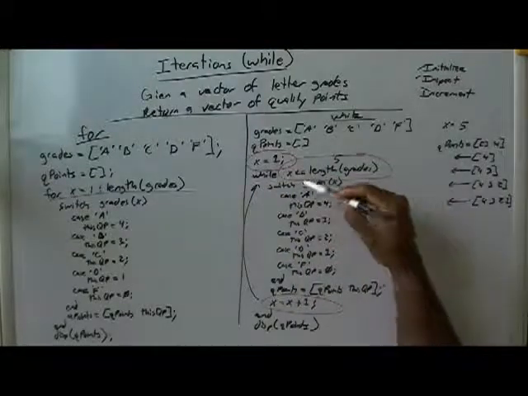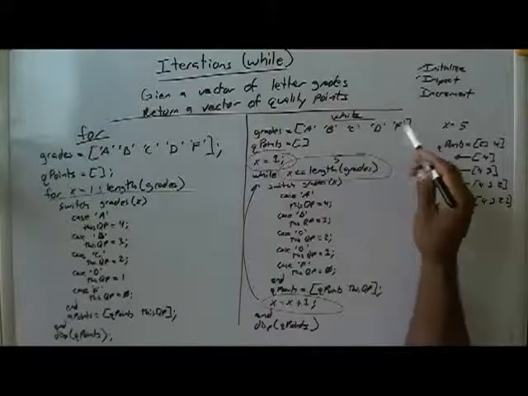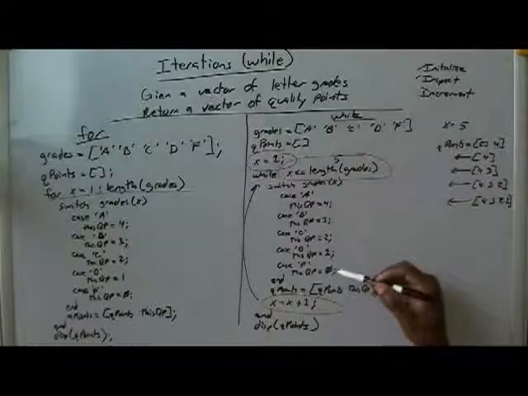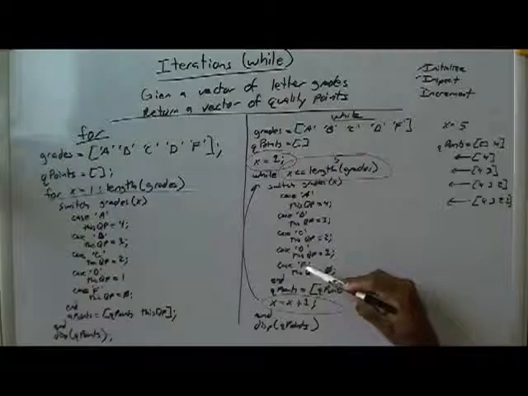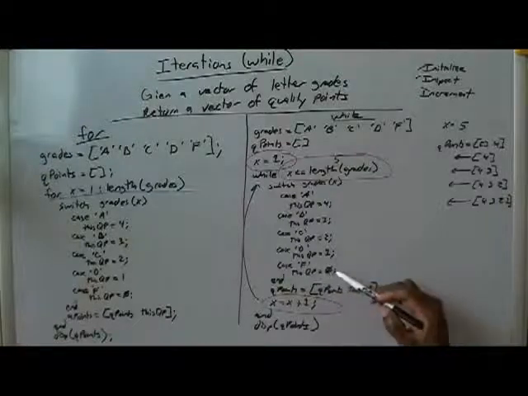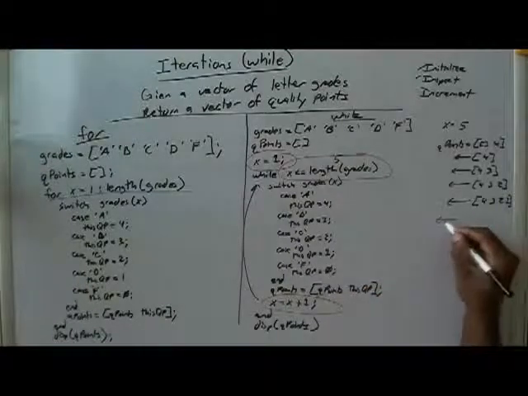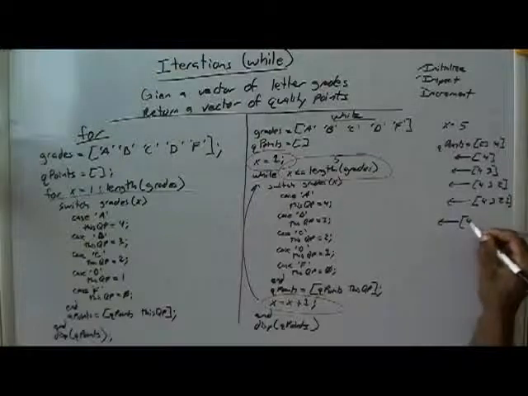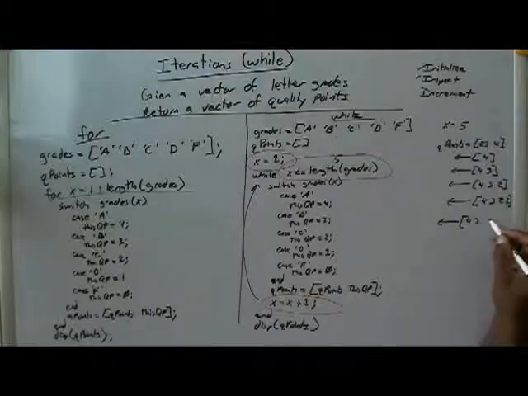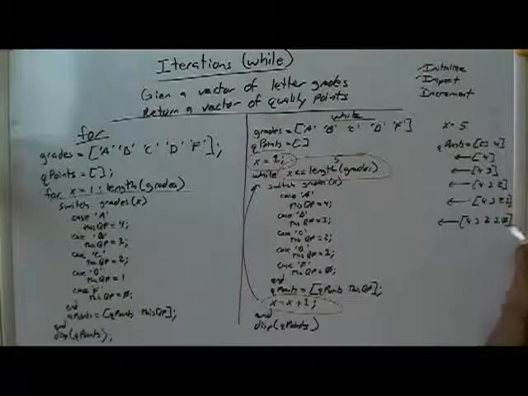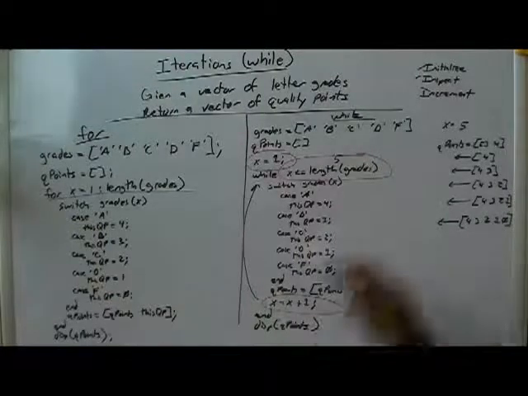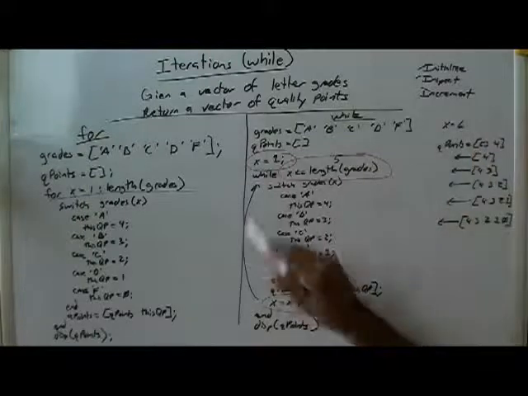Yes, it is. Switch grades indexed at 5. That's F. The switch statement evaluates to 0 because in the case F, QP is 0. So now that 0 gets concatenated onto the end of Q points. And so now Q points is 4, 3, 2, 1, 0. And so now you increment X again. X is now 6. You come up here.